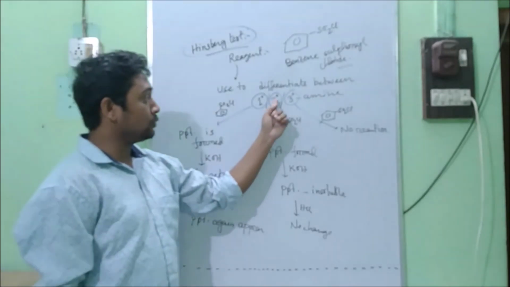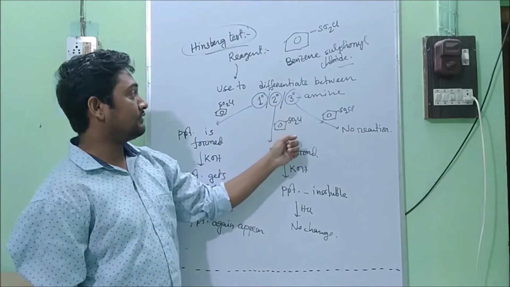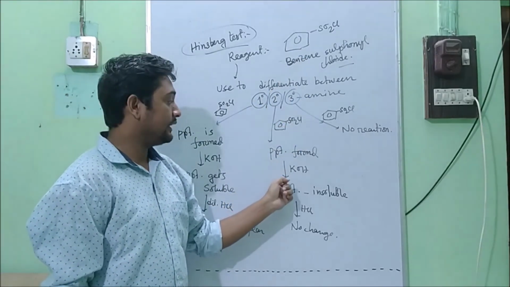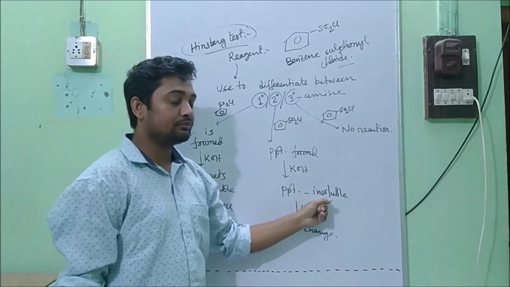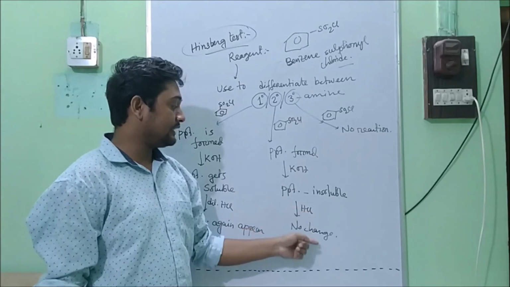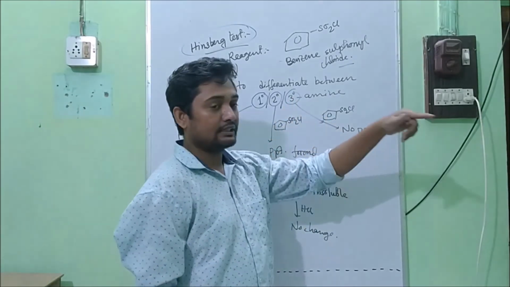But in case of 2 degree amine, after adding this reagent, a precipitate will appear. Then on adding KOH, the precipitate remains insoluble, and after adding HCl, there will be no change. And in case of 3 degree amine, there will be no reaction.